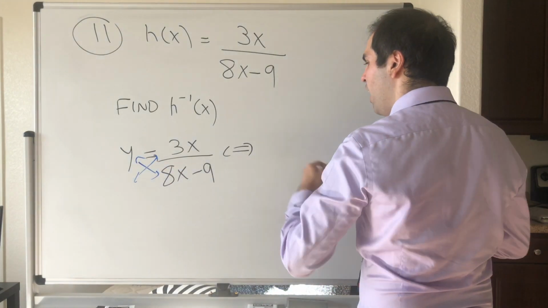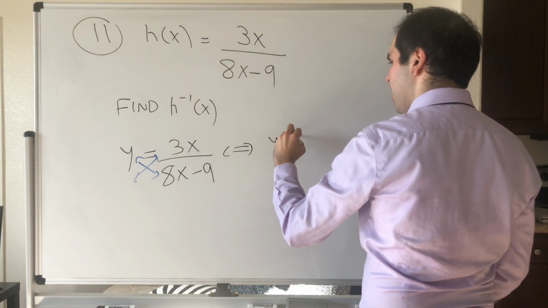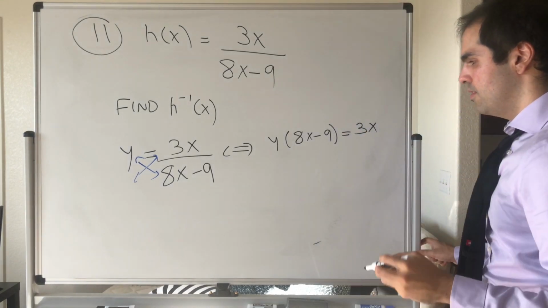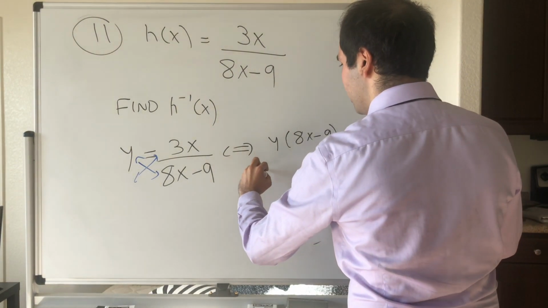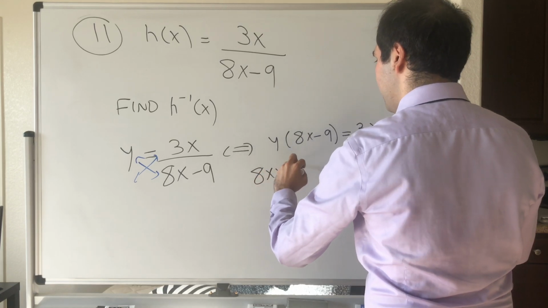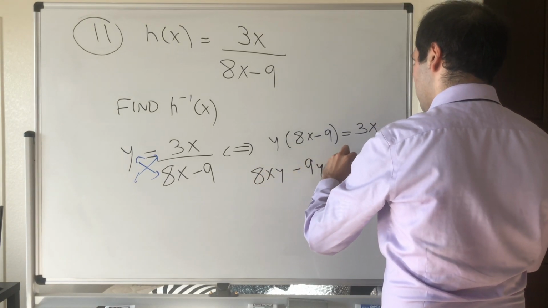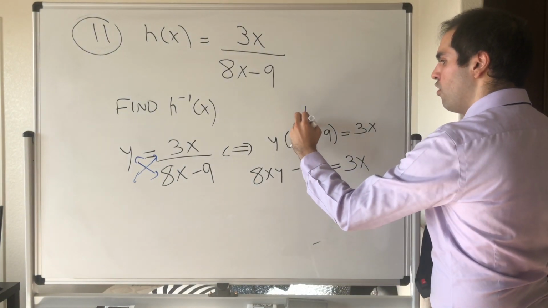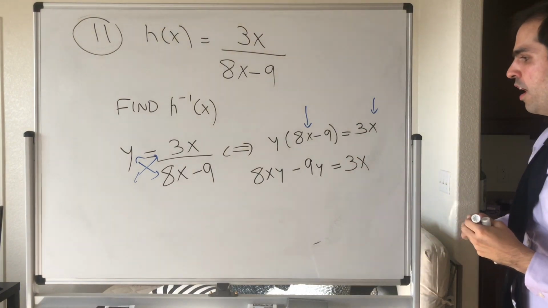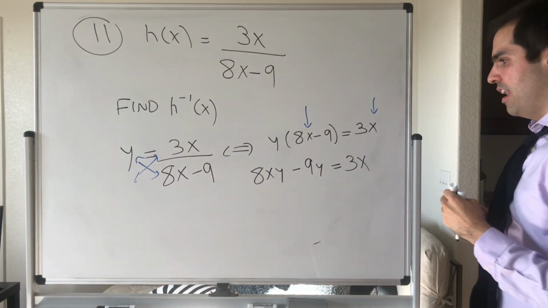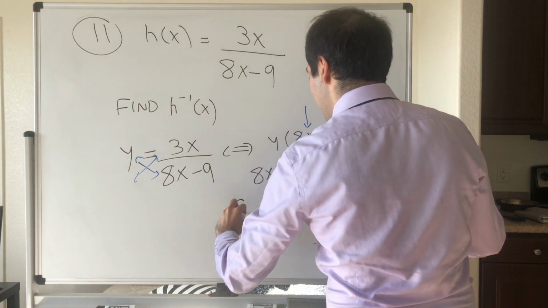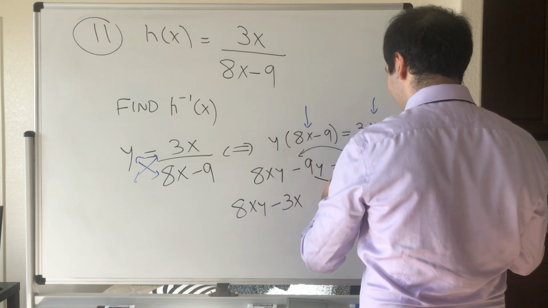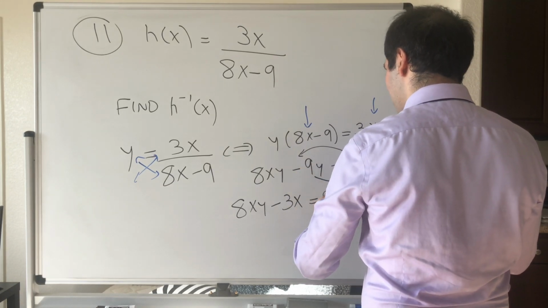And you get y times (8x minus 9) equals 3x. And then expand this out, so you get 8xy minus 9y equals 3x. And remember, your goal is to solve for x in terms of y. So put all the x's on the left-hand side. So we get 8xy minus 3x. So you put this here, and the y on the right-hand side equals 9y.